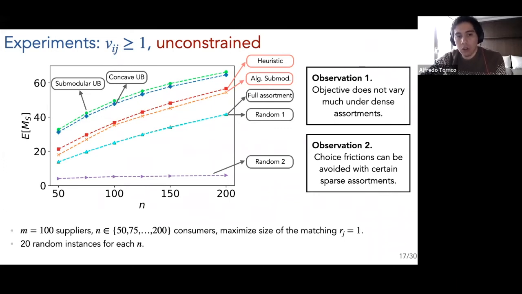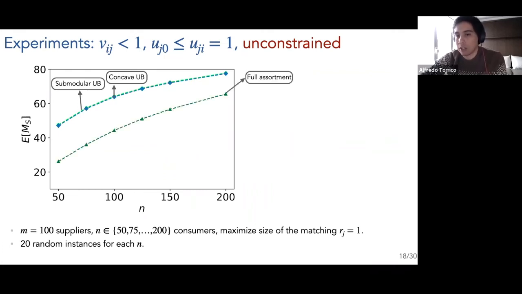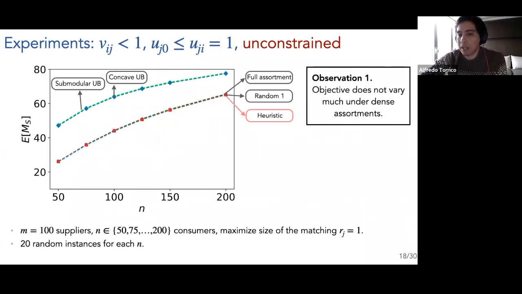Now if we move to the hard regime, where the consumers value more to leave than to stay, we are going to test the unconstrained setting. For now, we have to show enough suppliers so the consumers stay on the platform, but also we have to avoid these frictions. Again, we have this smaller upper bound, and the concave upper bound actually performs similarly. For this setting, we can also show the full assortment and the random assortment. As you can see, both perform similarly. Our heuristic also performs similarly, which may indicate that under dense assortments, since we have to show enough to each consumer, the objective doesn't vary much with respect to these large assortments.